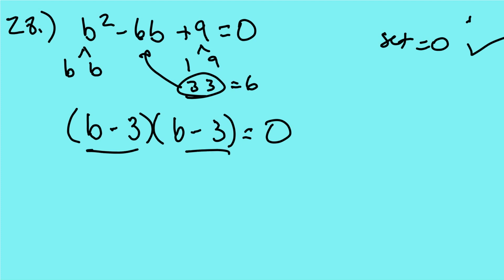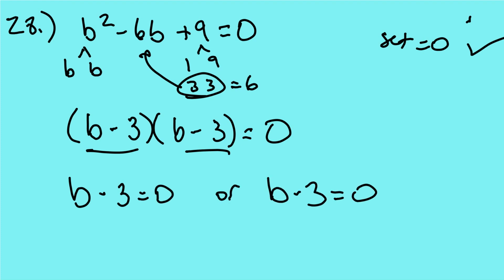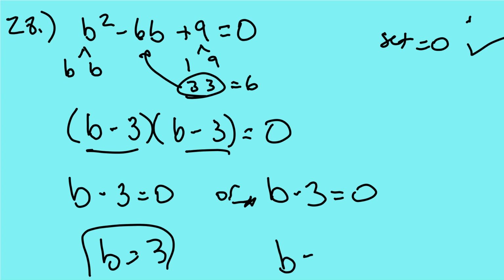Now I set each one of these parentheses equal to 0. So I say b minus 3 equals 0, or b minus 3 equals 0. Add 3 to both sides, b equals 3. Add 3 to both sides. You don't even have to do this one if you don't want, but if you want to, you can. Add 3 to both sides, b equals 3 again. So there is only one solution. It's just b equals 3. And that's it.